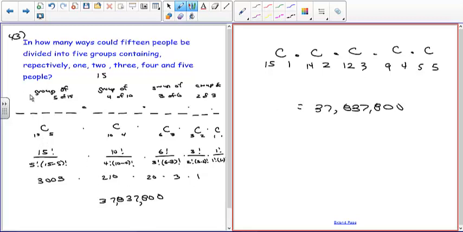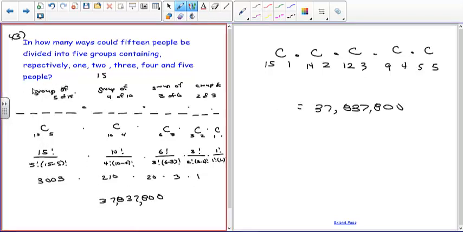But this is just kind of demonstrating how you use combinations where you have more than one combination kind of stacked together.